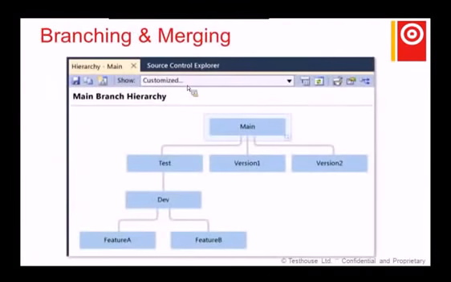So here's a close-up of a hierarchy. You can see you've got a main branch, and version 1 and 2, and then testing branches going off again. So these branching strategies can get quite complicated if you let them.